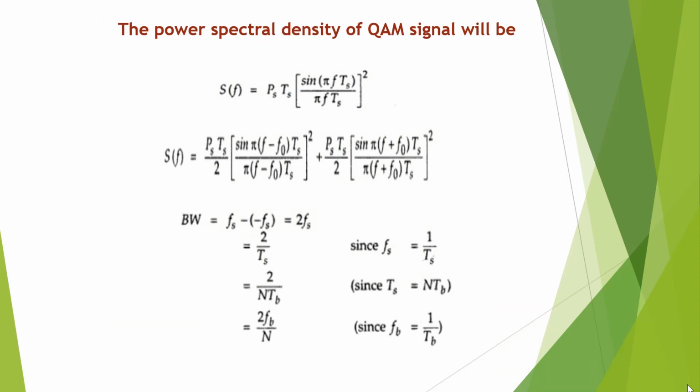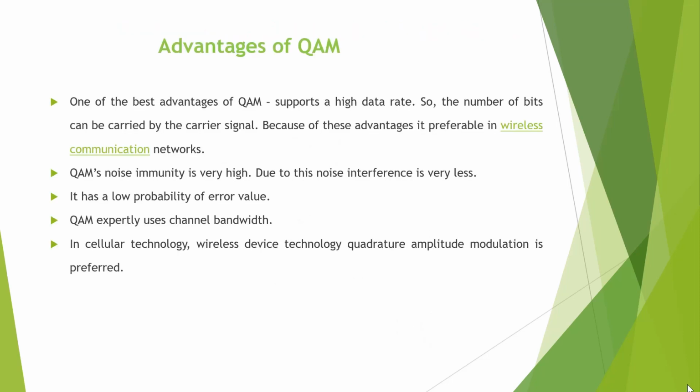The power spectral density of the QAM signal can be found as S(f) = Ps Ts (sin(pi f Ts) / (pi f Ts)) squared. The advantages of QAM: one of the best advantages is that QAM supports a high data rate, so a large number of bits can be carried by the carrier signal. Because of this, it is preferable in wireless communication networks. QAM's noise immunity is very high, so noise interference is very low. It has a low probability of error. QAM uses channel bandwidth efficiently.